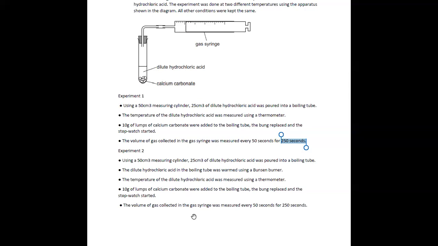The volume of the gas collected in the gas syringe was measured every 50 seconds for 250 seconds. So everything we're doing is pretty much the same. The difference comes in temperature. In experiment number 1, we were using room temperature. In experiment number 2, I have now heated up the acid before doing the rest of the experiment.